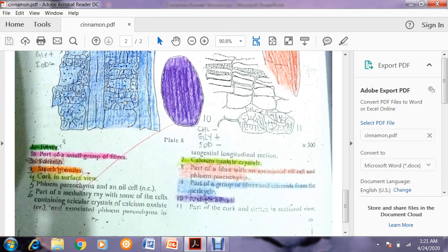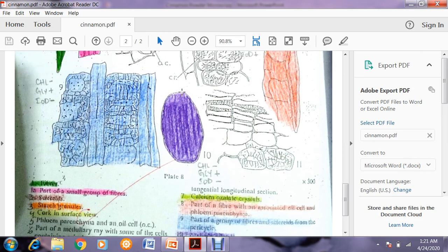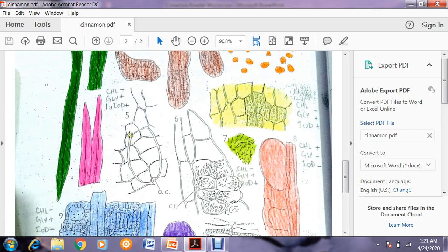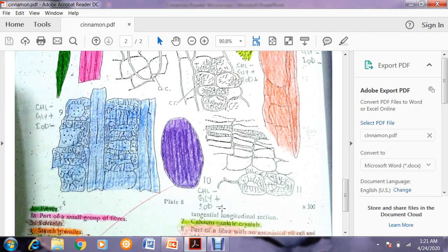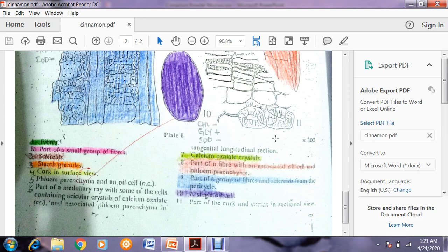these diagnostic features. Now number 10, you may recognize it easily. What is it? It is the oil cell. Before this you have seen the oil cell with the parenchyma cell and fiber, but here you may see the oil globule alone also. The last, number 10, is the oil cell, and number 11 is part of cork and cortex in sectional view, and some sclereids are also there.